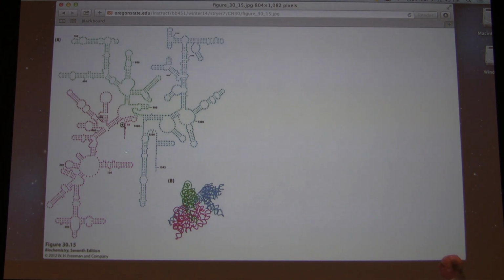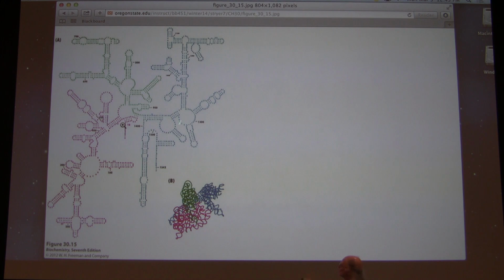Okay? A single helix. Here's nucleotide number 1, and you can trace it all the way around, all the way around, all the way around. And you get over here, and here's nucleotide 1542. That's one strand of ribosomal RNA that's going all the way through there.